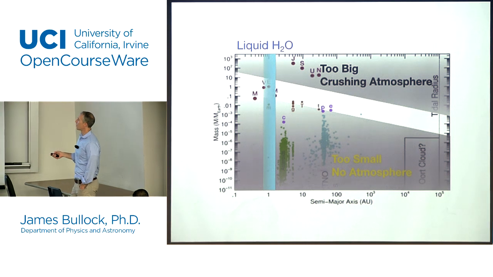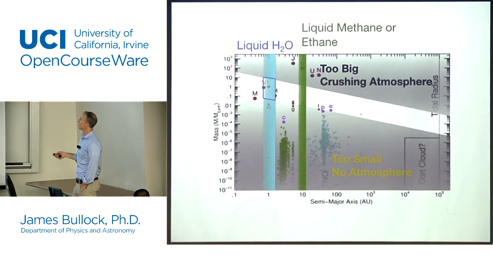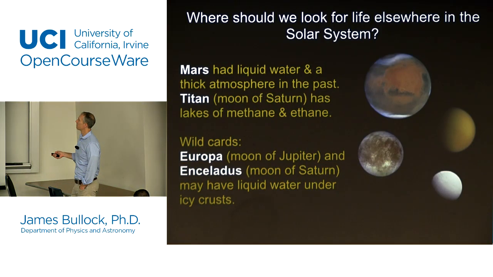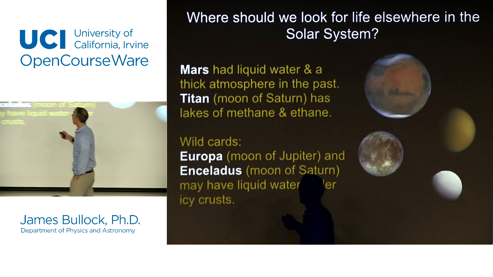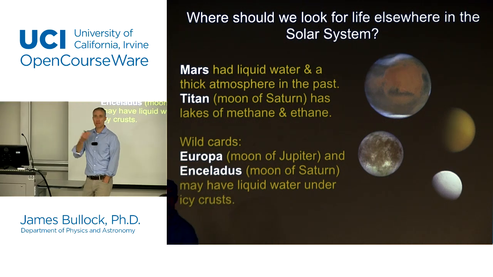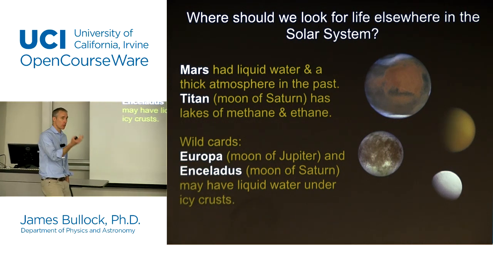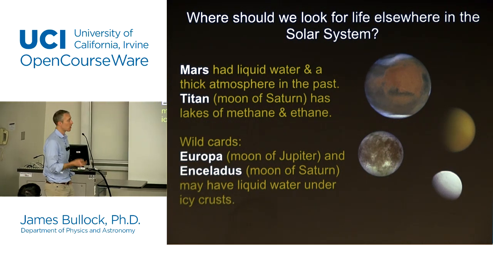So here's liquid water. This was liquid methane or ethane. So this is this little object, Titan, that I talked about. Where should we look for life elsewhere in the solar system? Mars, maybe. We think maybe in the past it had liquid water, so it'd be very interesting to look at Mars as a past place for life, and we'll talk a bit about that. Titan has lakes of methane and ethane.